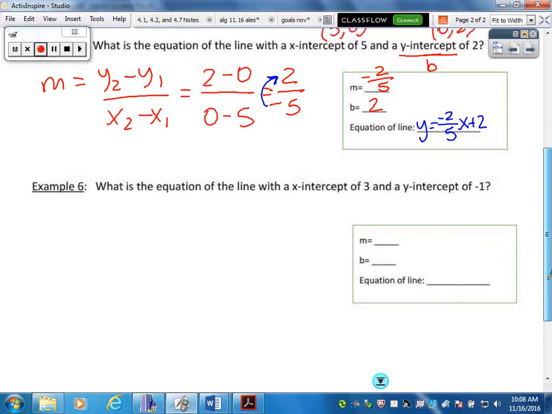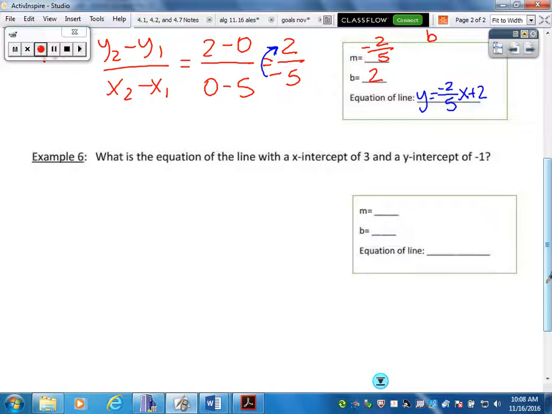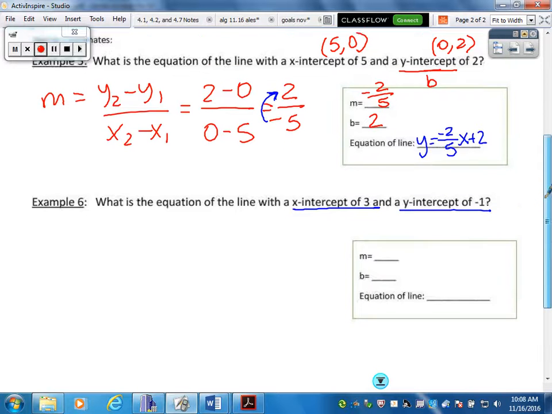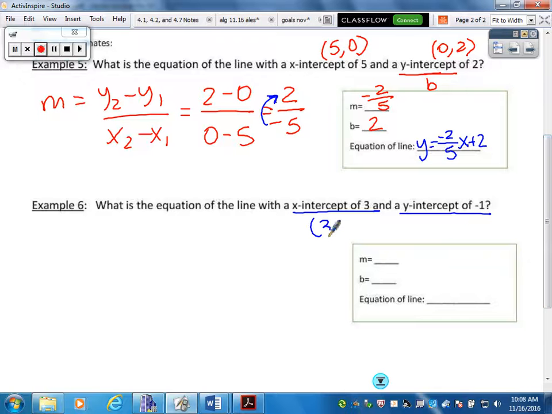Okay, if you think you're ready for example 6, definitely pause this video, go ahead and try it, and then come back. So example 6, what is the equation of the line with an x-intercept of 3 and a y-intercept of negative 1? So thinking about that, I've given you the point 3, 0 and the point 0, negative 1. And I've also really given you what b is. b equals negative 1. So let's put that in. And then we will use these points to find the slope.